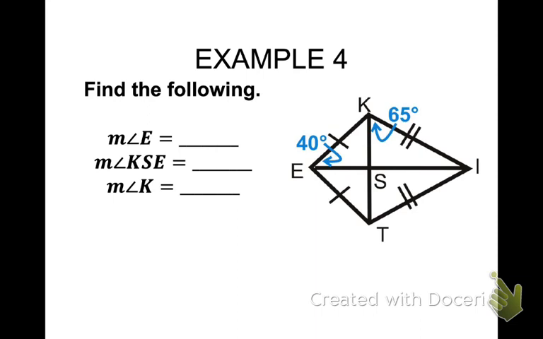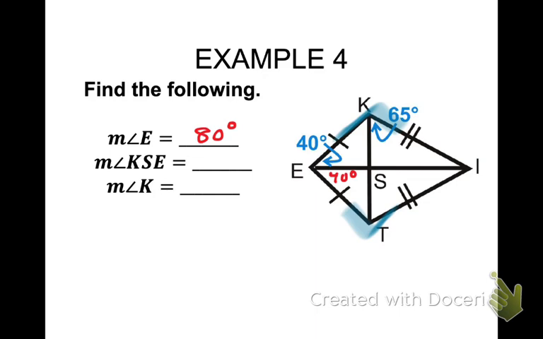Okay, so if we look here, so let's find the following angles. The measure of angle E. So my congruent angles are occurring here and here, which means that angle E and angle I would be the ones that are being bisected. So if E's top half is 40, then the bottom half is 40, so altogether it would be 80 degrees.